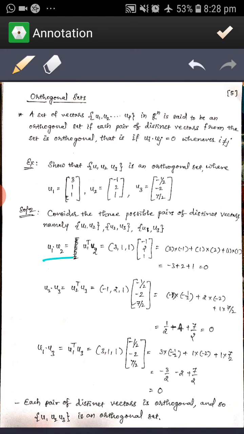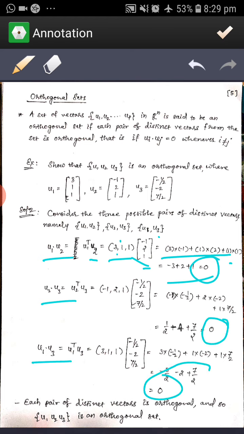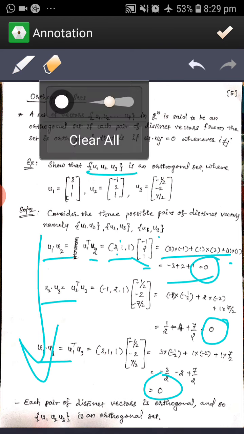How to calculate u1 dot u2? u1 dot u2 is equal to u1 transpose u2, so this is u1 transpose multiplied with u2. Multiplying straightforwardly, first entry with first entry: 3 into minus 1 plus 1 into 2 plus 1 into 1, so that becomes 0. Similarly u2 dot u3 is also 0, and u1 dot u3 is also 0. So if all possible pairs give 0, then we say that the set is an orthogonal set.